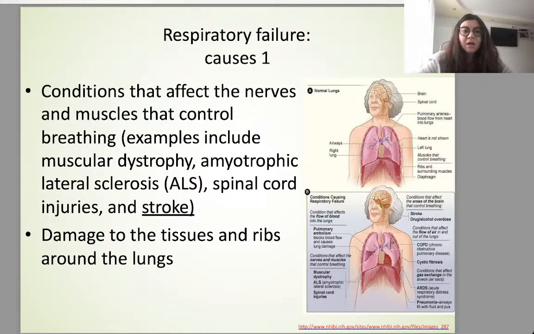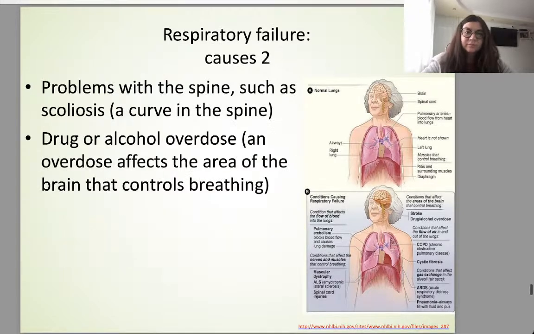And more about causes. Conditions that affect the nerves and muscles that control breathing. Examples include muscular dystrophy, amyotrophic lateral sclerosis, spinal cord injury, and stroke. Damage to the tissues and ribs around the lungs. Problems with the spine, such as scoliosis, a curve in the spine. Drug or alcohol overdose affects the area of the brain that controls breathing.